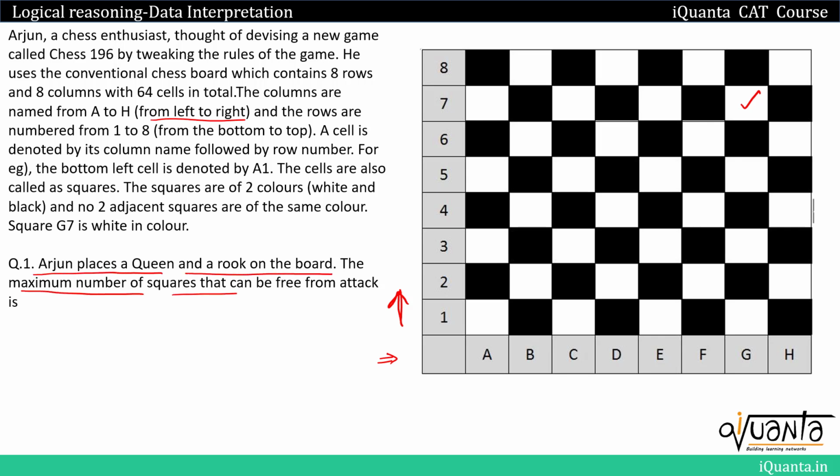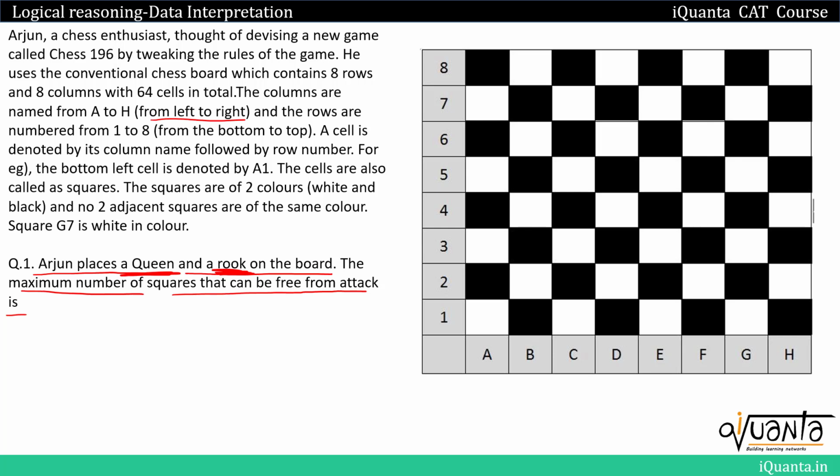The maximum number of squares that can be free from attack is... So we have to maximize the number of cells that will be free from attack. So what we have to do is adjust the position of the queen and rook on the board so that they are attacking the minimum number of cells. Now how do we minimize the number of cells that the queen and rook are attacking?